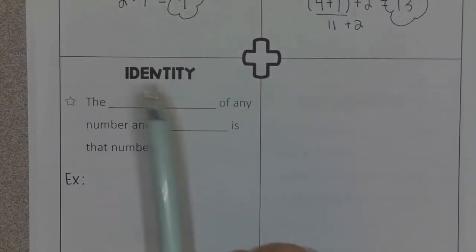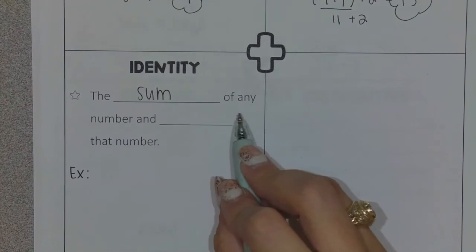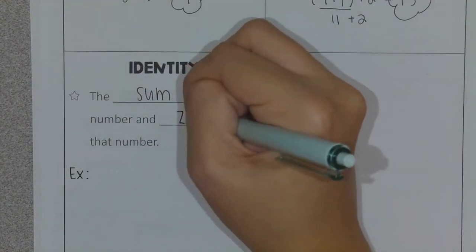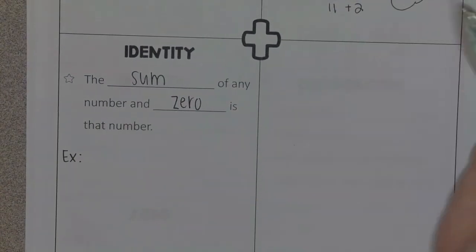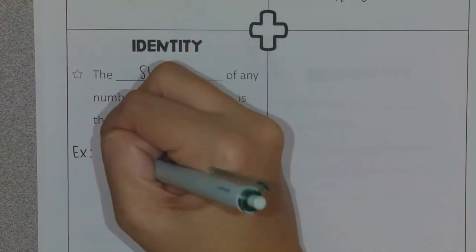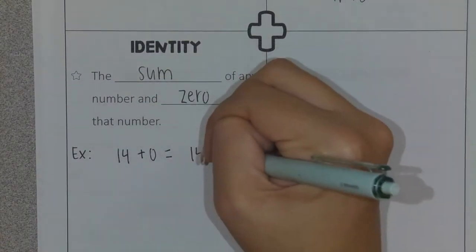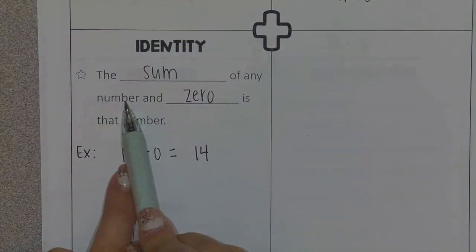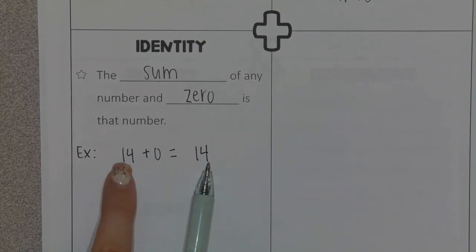Let's talk about the identity property. I'm going to start with the addition. So our identity property of addition states that, again, the sum of any number and 0 is that number. Okay, so what this would look like is we have to keep the identity of the number the same. So if I were to do 14 plus 0, I would get an answer of 14. So I have any number and 0, and the sum is the number that I started with.